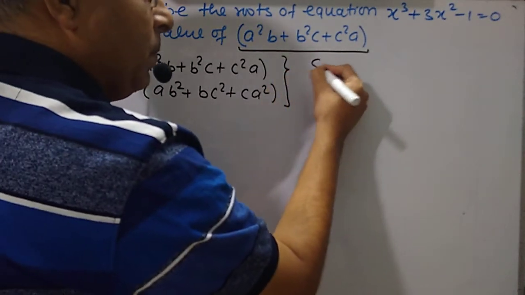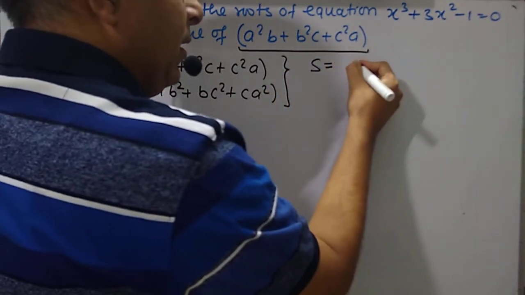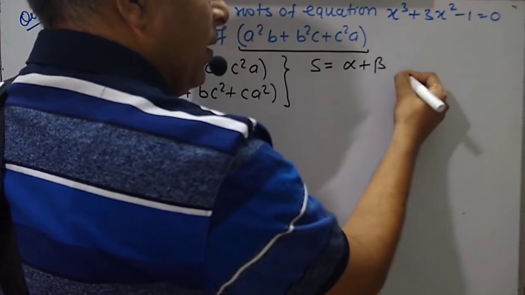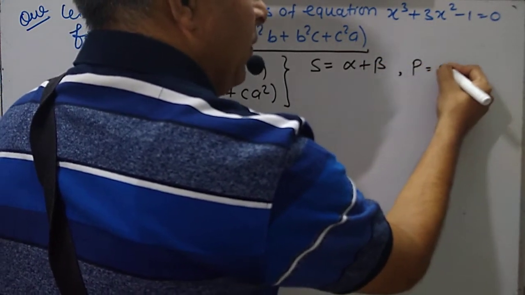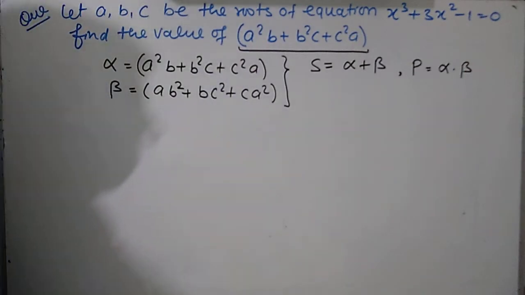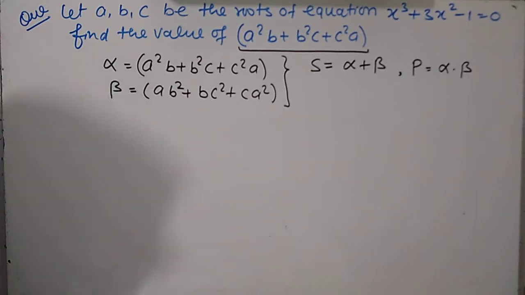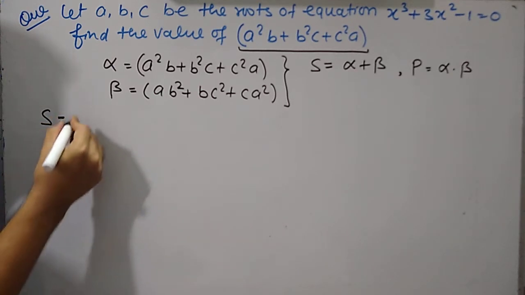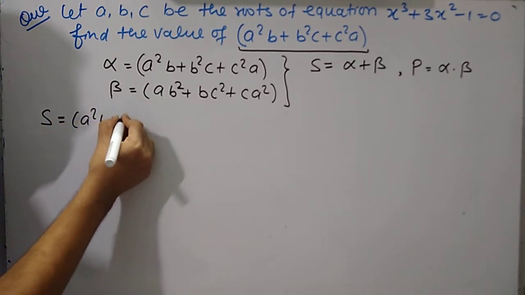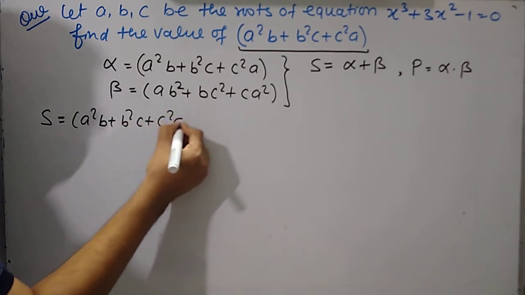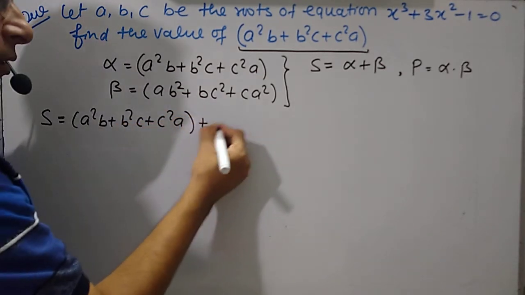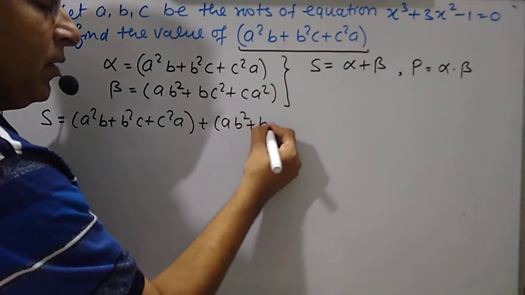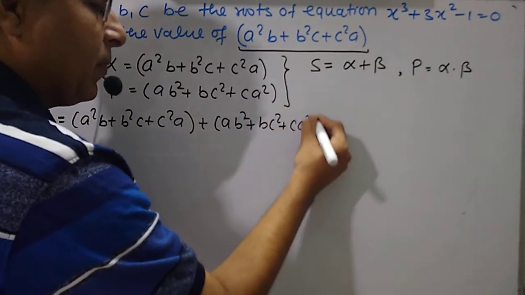Now we have to find the sum S, which will be alpha plus beta, and we have to find P, which will be alpha into beta. Then we can get the value of a square b plus b square c plus c square a. So here we write S equal to alpha plus beta, that is a square b plus b square c plus c square a plus ab square plus bc square plus ca square.